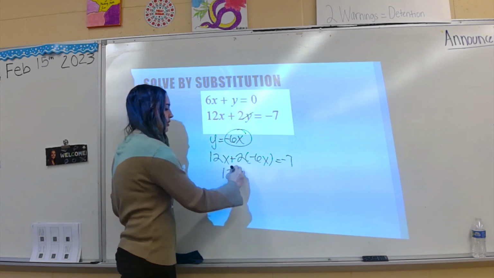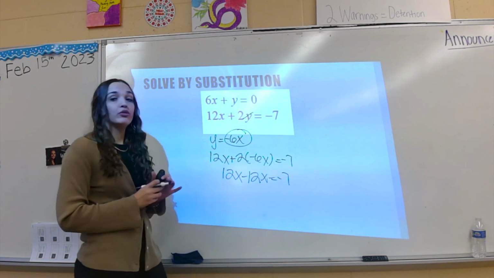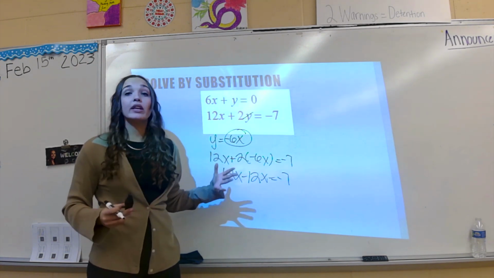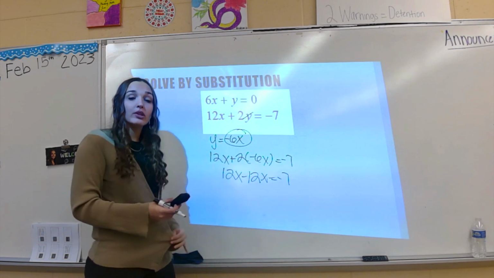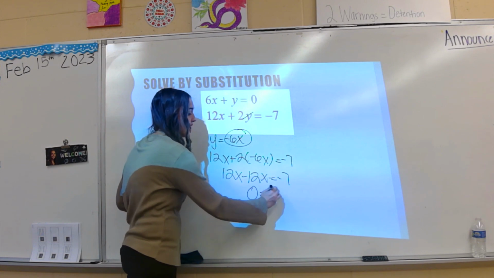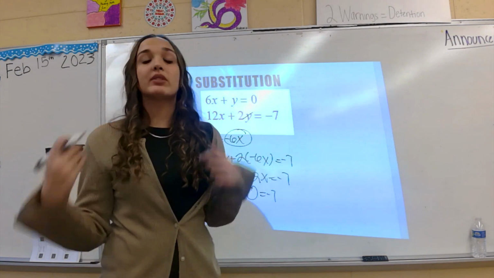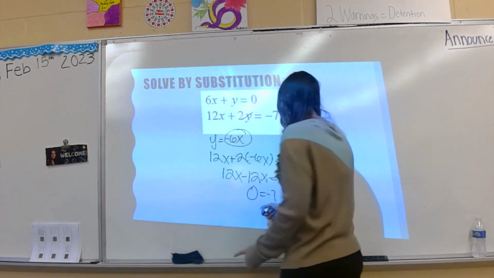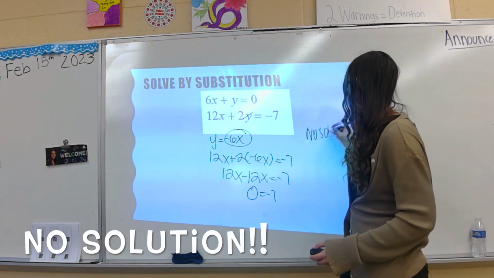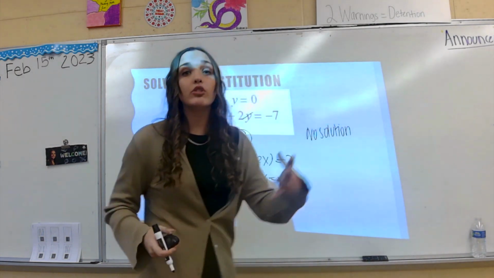Now I get 12x minus 12x equals negative 7. At this point, we know that 12x minus 12x is 0. We're not going to write 0x because then a lot of us are like, well, there's still an x there. No, there's not. It's gone. So I get 0 equals negative 7. We've seen from all our different types of solving equations, from solving systems, that if we get 0 equals a number that's not 0, that's going to be a no solution. So the answer to this problem is going to be no solution.